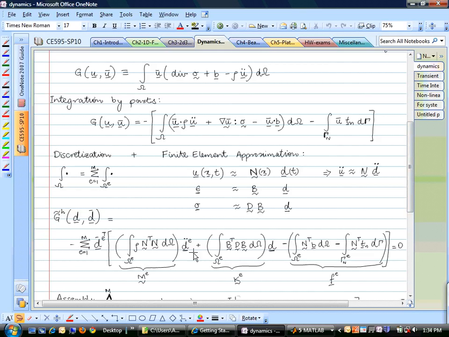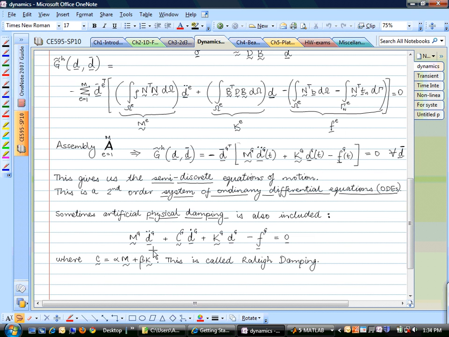And we saw that the only extra term that dynamics creates is this one. This is the inertia term, which leads to the mass matrix. And then finally, it leads to the familiar equation of motion for multi-degree of freedom systems. So hopefully, this is something that you have seen before. We said that now this is a system of second order ordinary differential equations. So to solve this, what we need is some sort of time integration method.